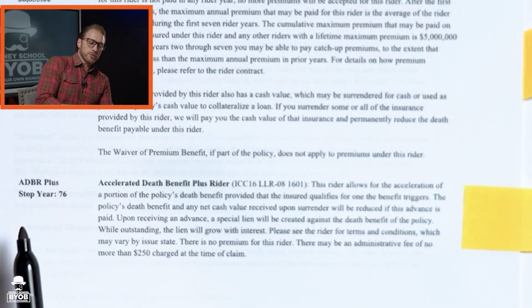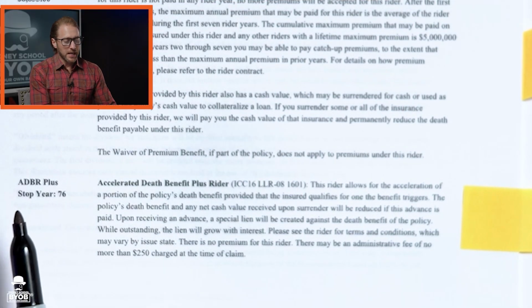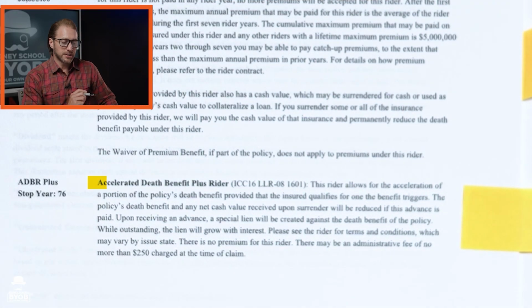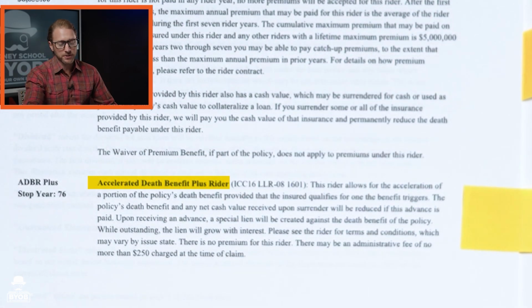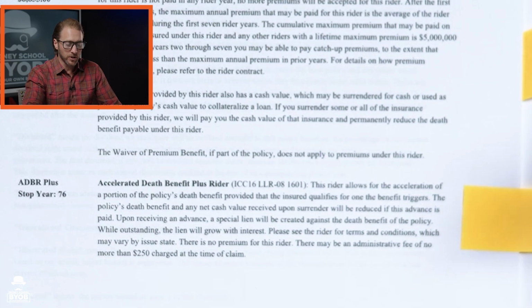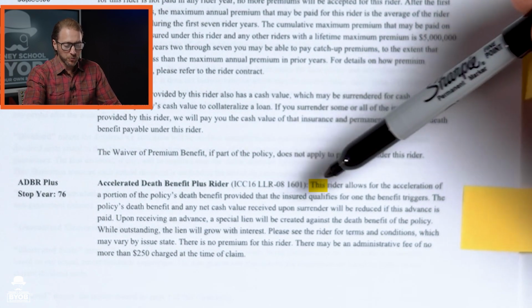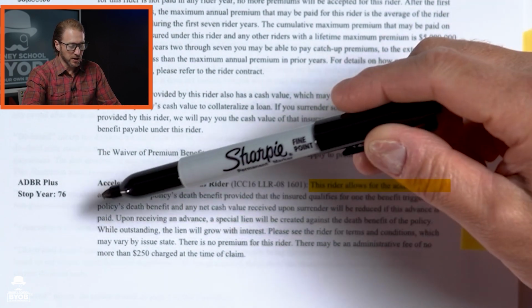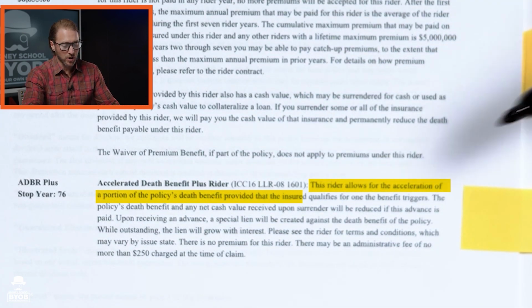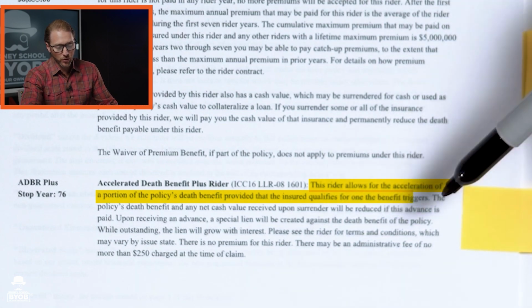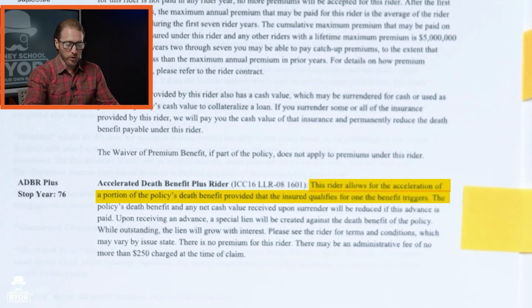Now, the next one right here is what's called an ADBR, Accelerated Death Benefit Plus Rider. Now this is neat. This is one of the living benefits that comes along with all the whole life policies from this company. This rider allows for the acceleration of a portion of the policy's death benefit provided that the insured qualifies for one of the benefit triggers. So you would probably ask, what are the triggers?